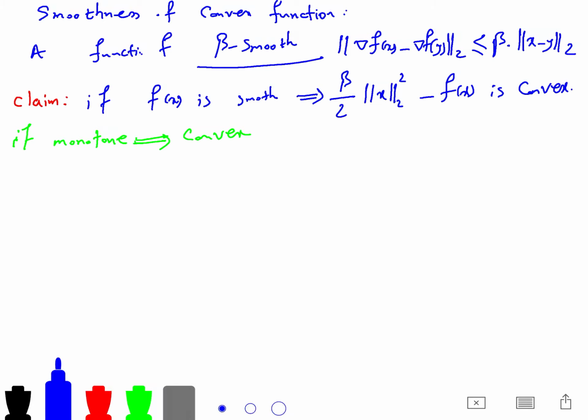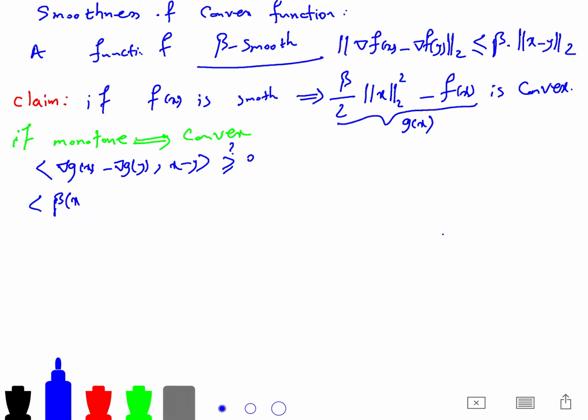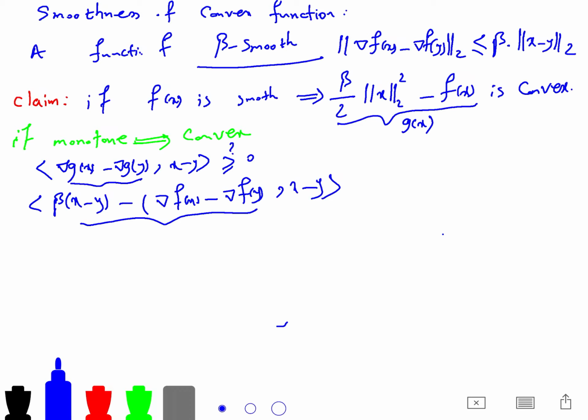And so we just need to define a function g of x, and here, for example, we call this function g of x. And we just need to show that its gradient is monotone. So gradient of g of x minus gradient of g of y times x minus y. We just need to show that this is greater than or equal to 0. And so beta times x minus y minus gradient of f of x minus gradient of f of y, times x minus y. So this is just the definition of g of x: gradient of g of x minus gradient of g of y.